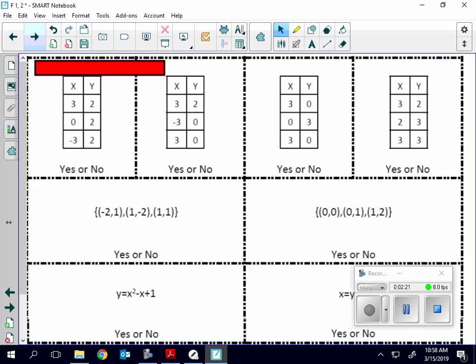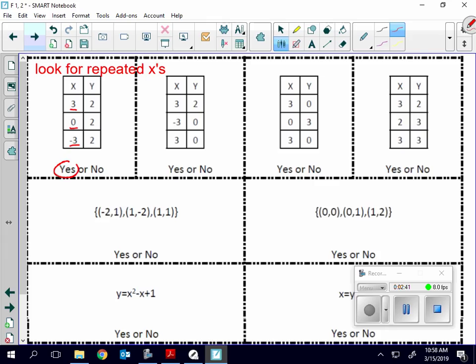All right, when we get down here for our tables and such, we want to look for repeated x's going to different y's. Write that down. Okay, as you can see here, my x's never repeat. The y's do, but that's okay. As long as the x's don't repeat, it's a function. The second one here, as you can see, I have 3 going to 0 and 2. That means the vertical line test will fail. It is not a function.